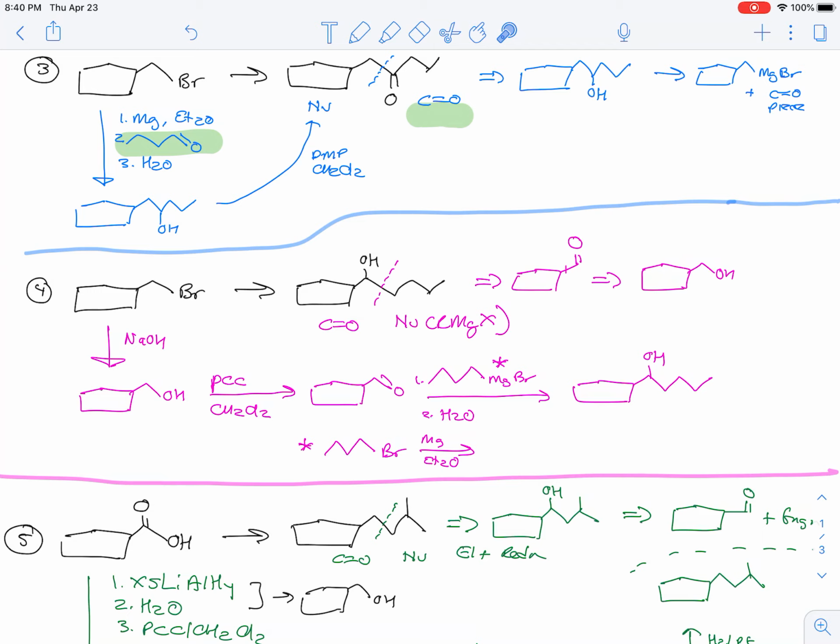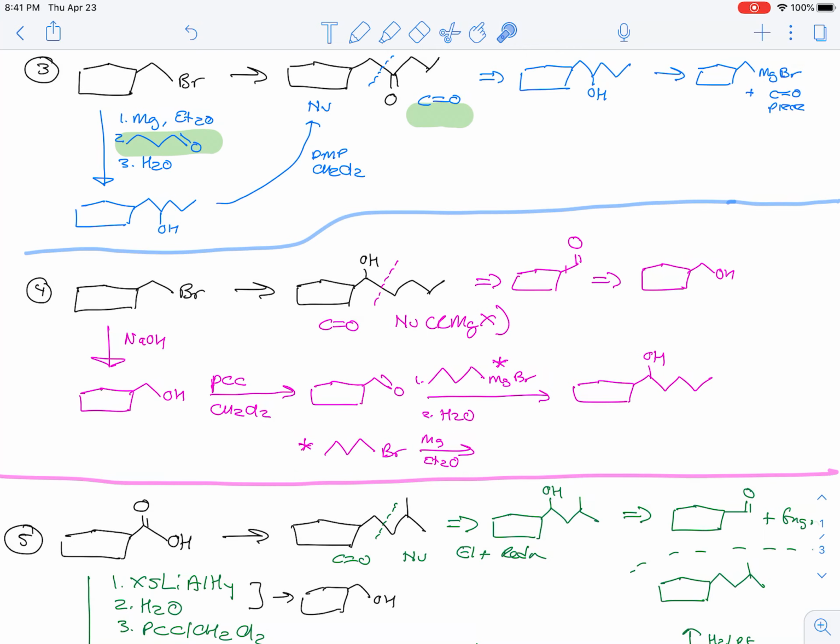So first step, really easy, straightforward, nothing fancy here. You just add hydroxide, does an SN2. We need to oxidize this with PCC so it stops at the aldehyde. And then just add the Grignard piece and we're done. There's no final oxidation step here because our final product is an alcohol instead of a carbonyl.